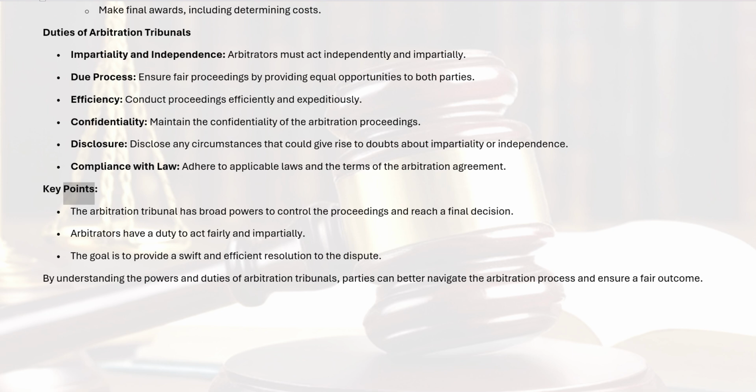Key points. The arbitration tribunal has broad powers to control the proceedings and reach a final decision. Arbitrators have a duty to act fairly and impartially. The goal is to provide a swift and efficient resolution to the dispute. By understanding the powers and duties of arbitration tribunals, parties can better navigate the arbitration process and ensure a fair outcome.